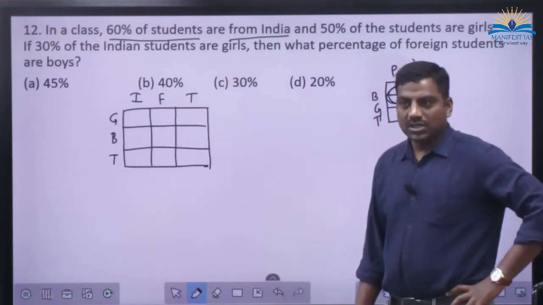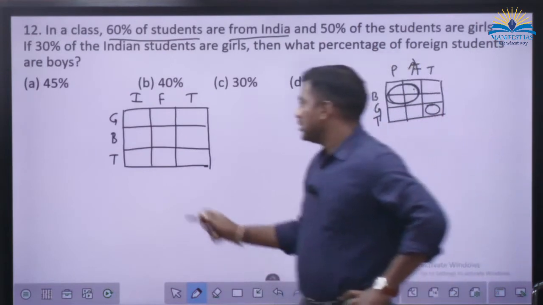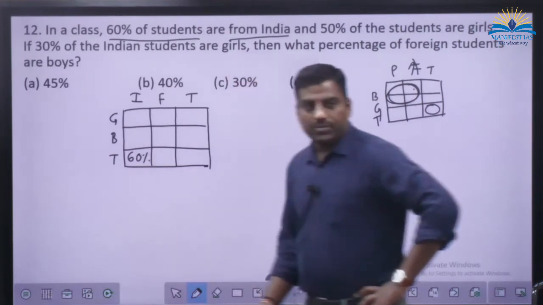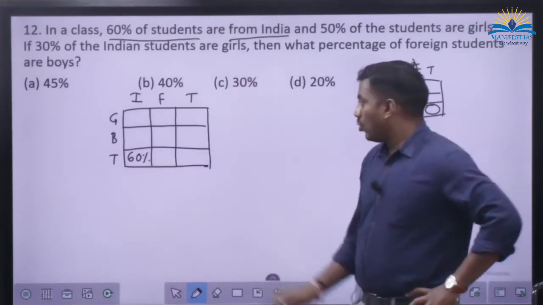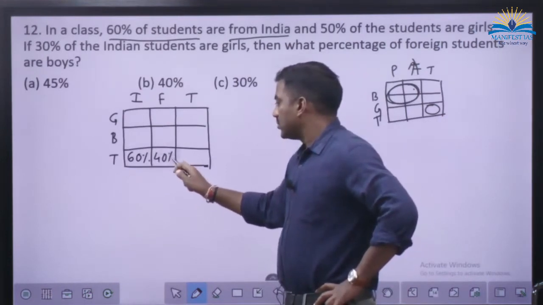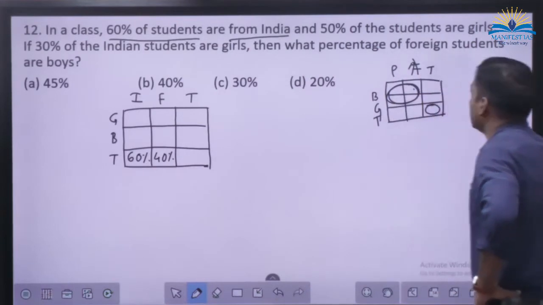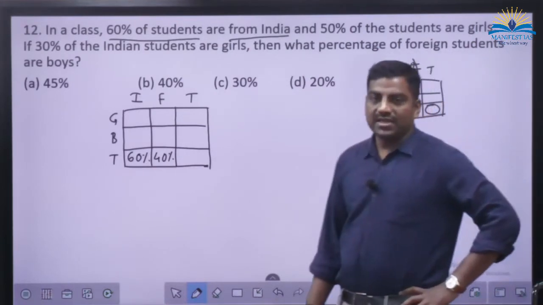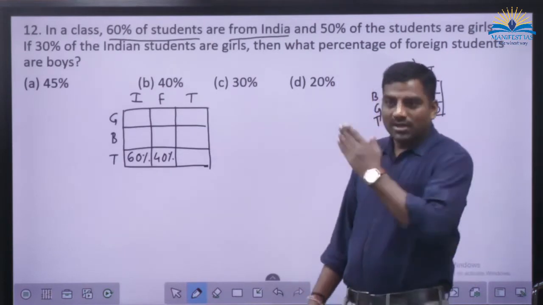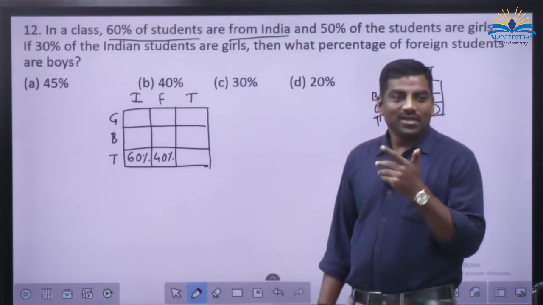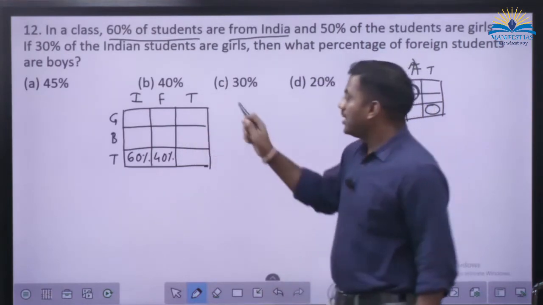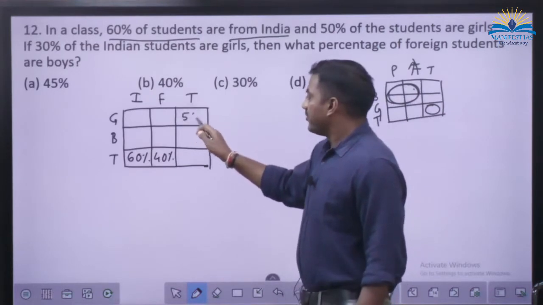First column, third row. So that is what? Total students from India. So what about this one? Now coming to girls. Totally how many girls are there in the school? 50%. Where should I mark this? Where exactly is that? First row, third column. So this is how precisely you should be telling. So this is 50%. Then boys.